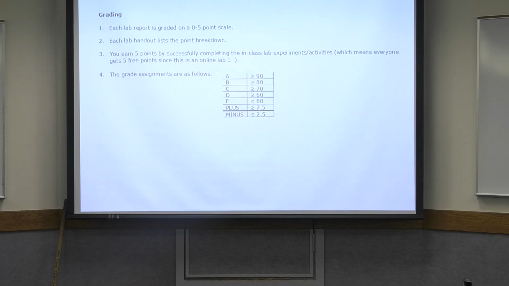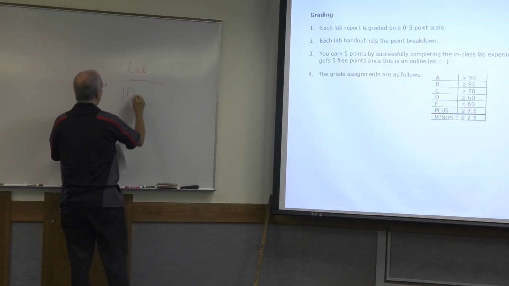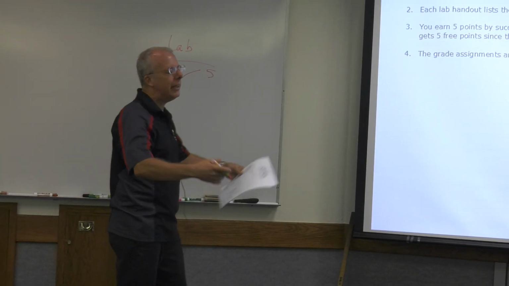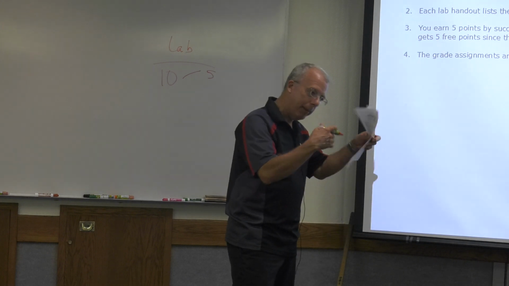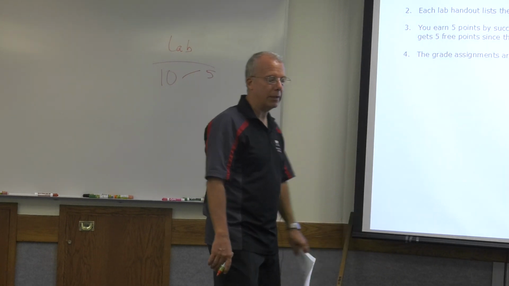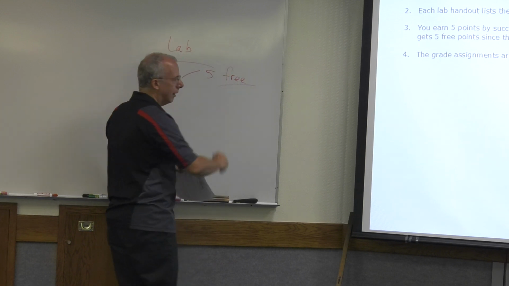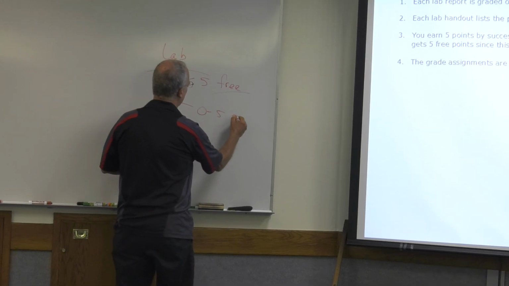Grading. So you're really fortunate in this online situation. All right, so here we go. So every lab is worth 10 points. Now, you get 5 points for just completing the lab. So, I mean, if we were meeting face-to-face, that means, if you came to the lab and you completed it, you get your 5 points. Now we're doing this online, so these 5 points are free. Then you get between 0 and 5 points for the report.